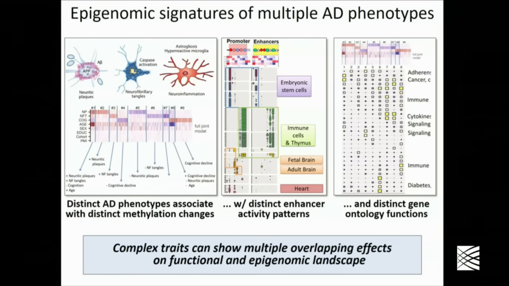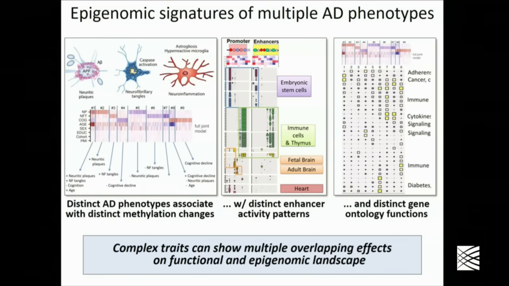Basically, if you take the subsets that are associated with neuritic plaques and age, or neuritic plaques alone, or neurofibrillary tangles alone, or negatively associated with cognitive decline, namely, cognitive resistance, and so on and so forth, you can basically see that they're enriched in enhancers that are active in different cell types. So here are my 9 clusters here, and you can see this particular cluster lights up in embryonic stem cells. These other 2 clusters light up in immune cells. These other clusters light up in fetal and adult brain separately, in heart, and so on and so forth.